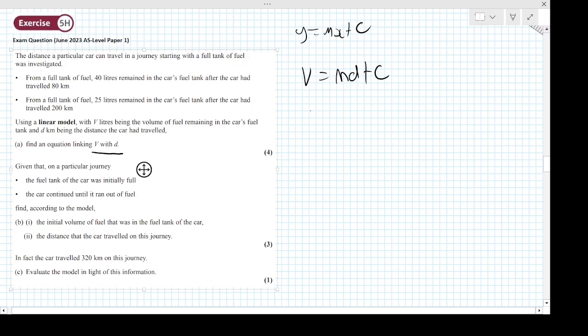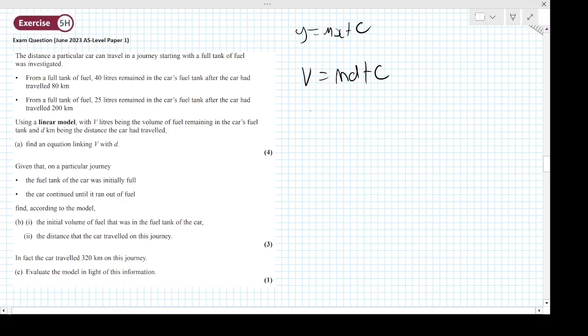But there we are, so we've got this equation linking V with D. However, you need to fill in the missing numbers, that's M and C, because we only want V and D on its own. We don't want M and C unknown as well. The only unknowns are V and D. So, we need to work out M and C then. So M again is the gradient and C is the y-intercept.